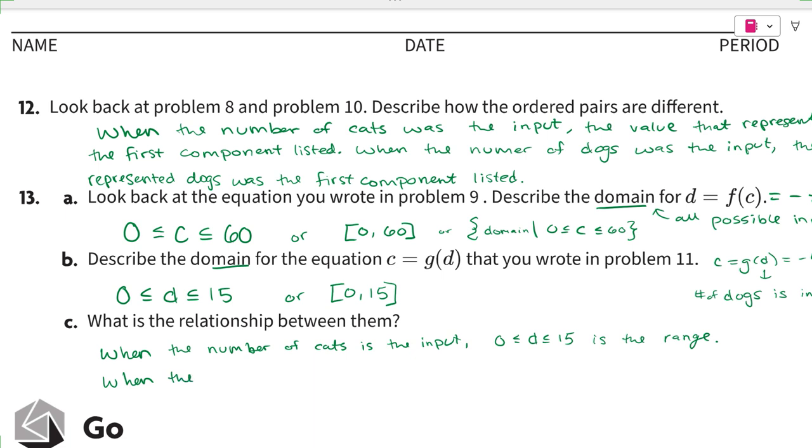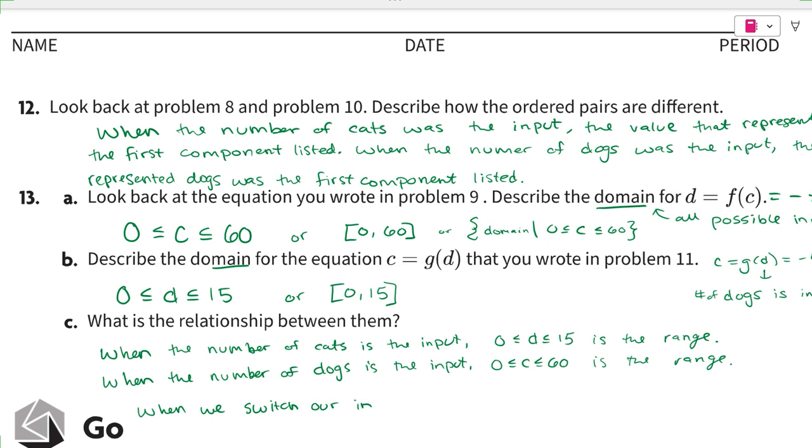When the number of dogs is the input, 0 to 60 for cats is the range. So when we switch our input and output, we also switch our domain and range.